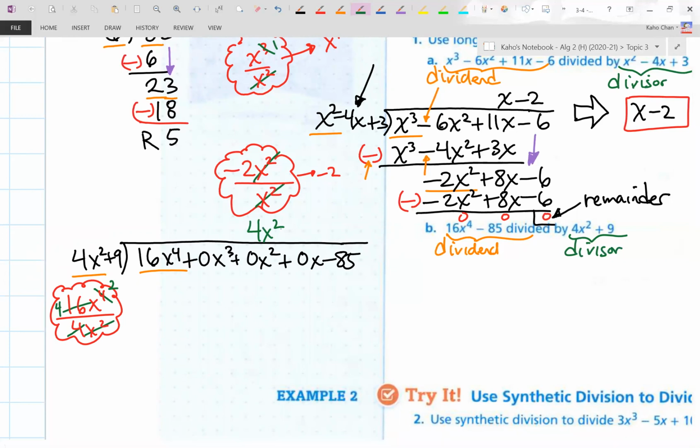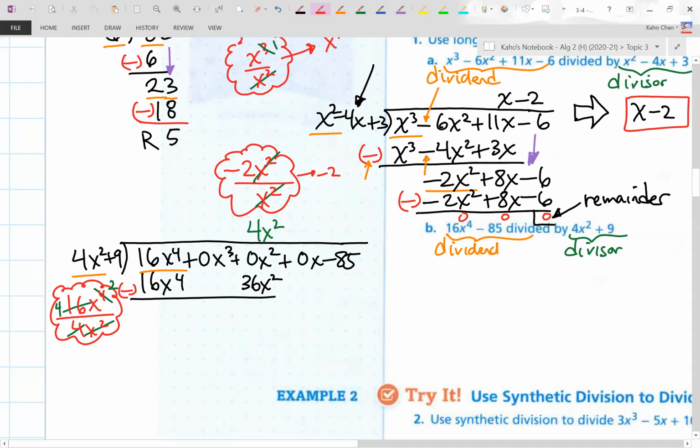Okay, let's go and multiply 4x squared, the quotient, with 4x squared plus 9. Here we go. Multiply. Oh, we have a plus 9 on the end there, times 4x squared is 36x squared. I'm going to put it right there. All right. Next step, subtract.